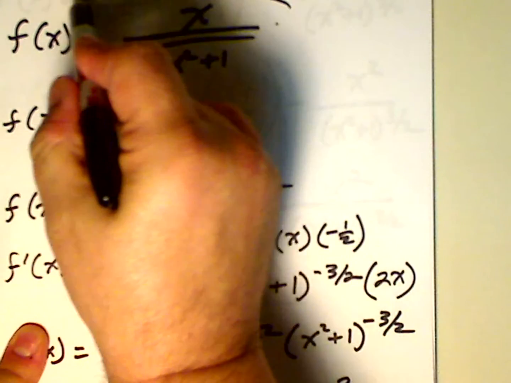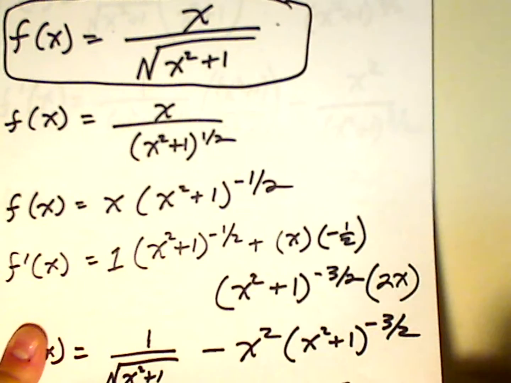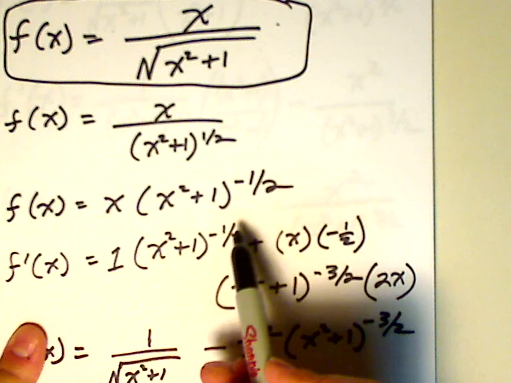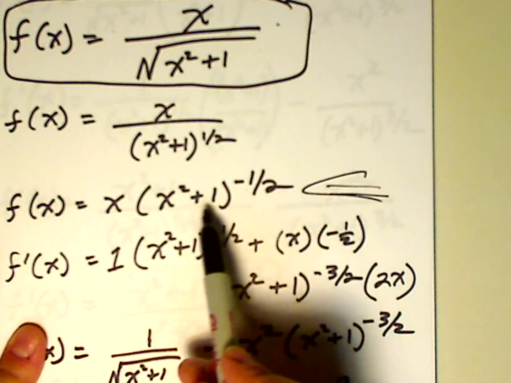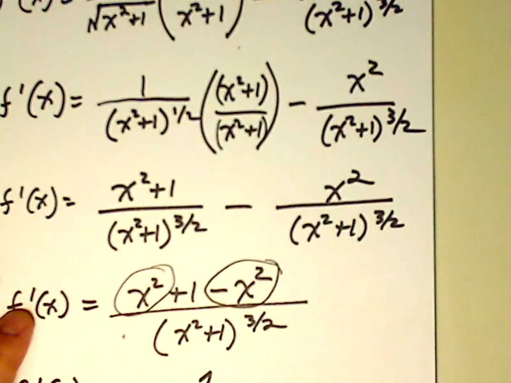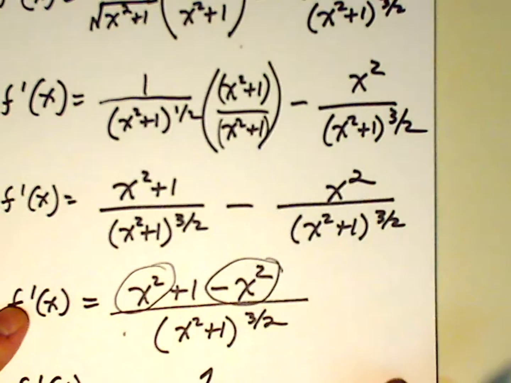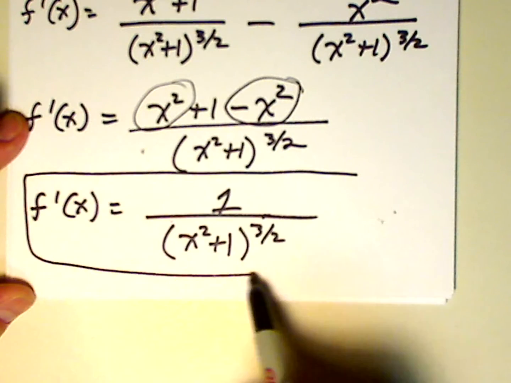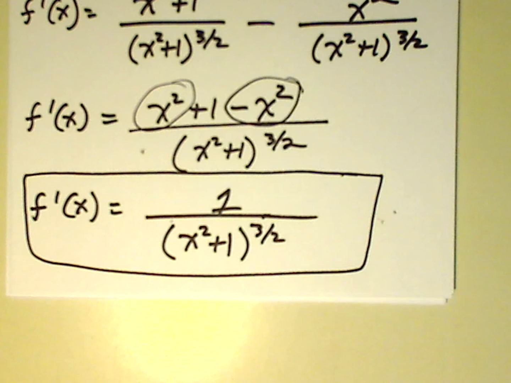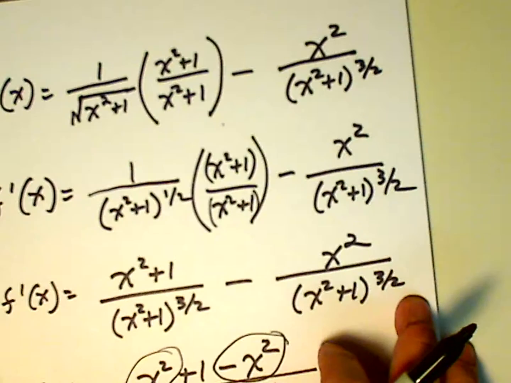We started off with this function. We rewrote it and we worked it as a product rule problem, and we wound up with this fellow right here as the first derivative. So there you have that one.